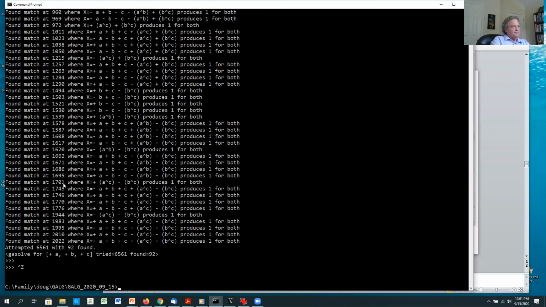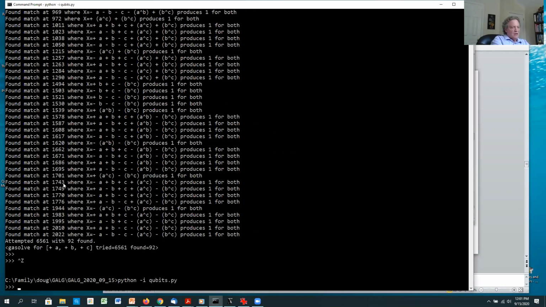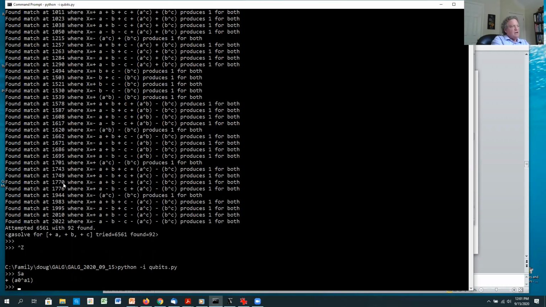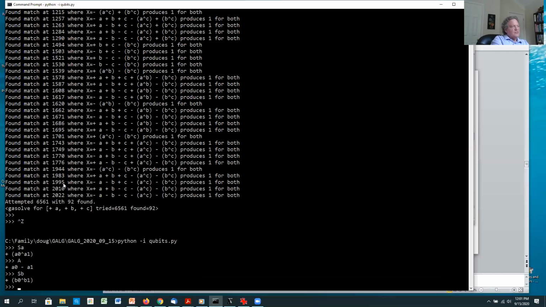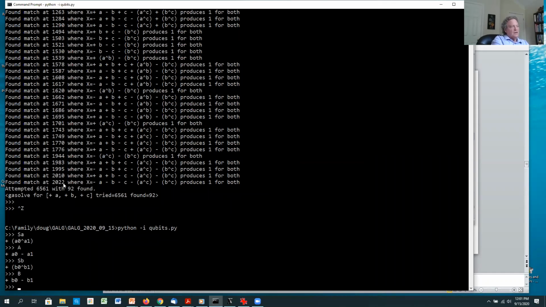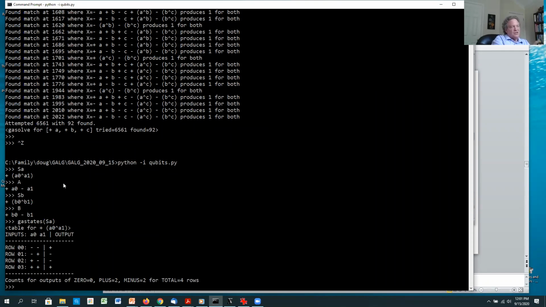So I'm in qubits. I have S sub A, which I predefined as the symbol called the spinor for qubit A, and I have A as the qubit, and I have S sub B, which is the spinor for qubit B, and I have qubit B. Okay, so if I say GA states for S sub A, you find out that it's just a bivector, and all the states are there.